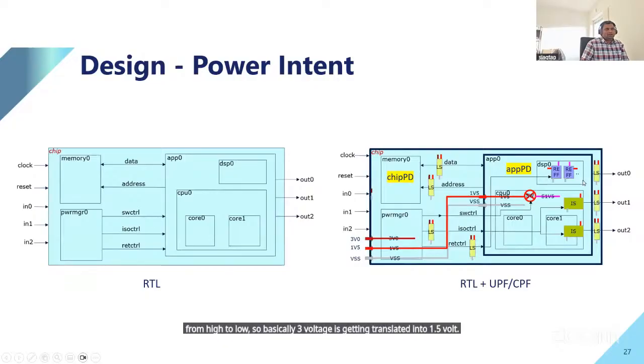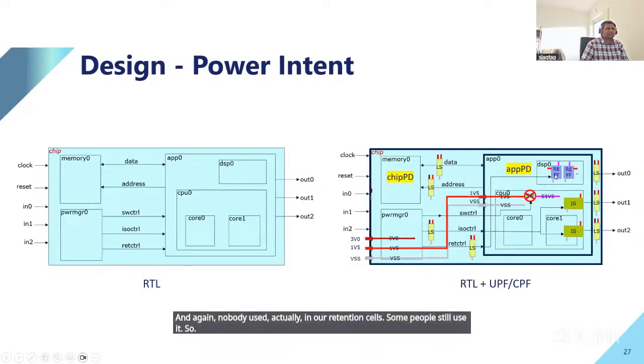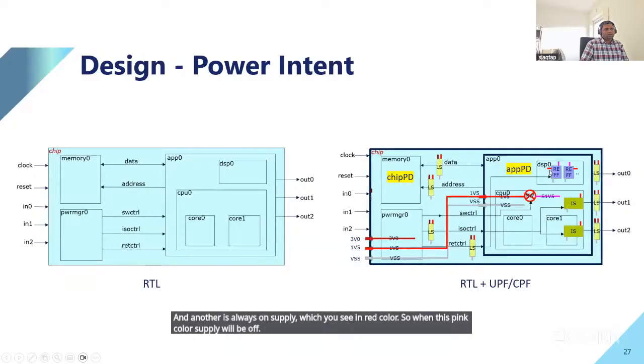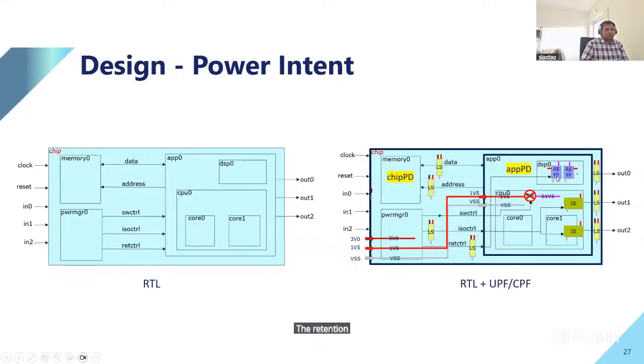And again, nobody actually uses retention cells now, though some people still do. A retention cell is like a complex flip-flop which has 2 supplies. One is a switchable supply which you can switch off, and another is an always on supply, which you see in red color. So when this pink color supply is off, the logic value will be retained by this red color supply here.